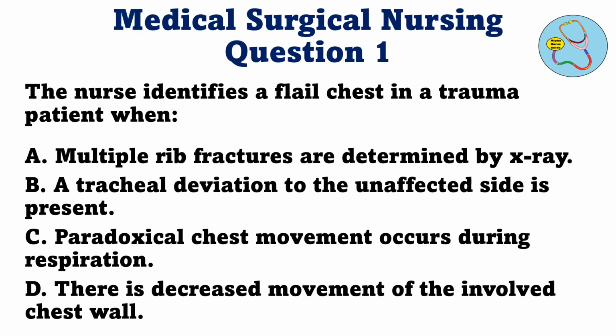Question 1. The nurse identifies a flail chest in a trauma patient when A. Multiple rib fractures are determined by X-ray. B. A tracheal deviation to the unaffected side is present. C. Paradoxical chest movement occurs during respiration. D. There is decreased movement of the involved chest wall.